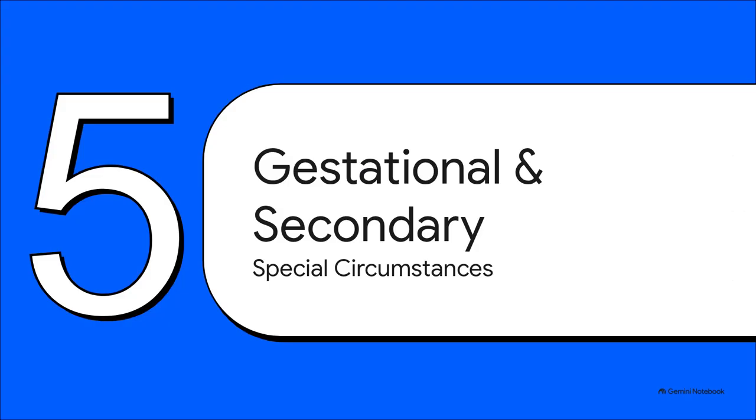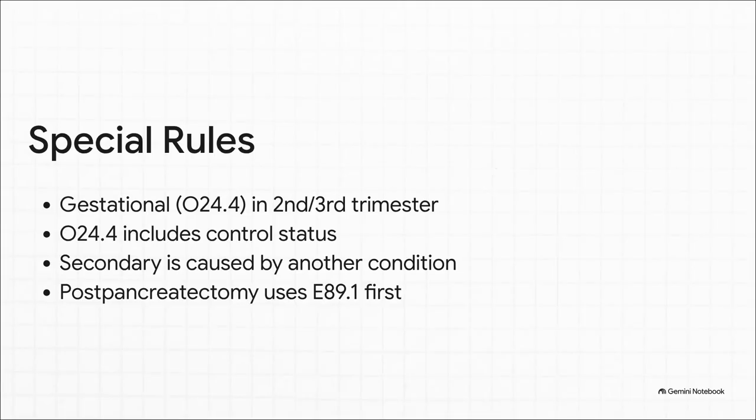Finally, Section 5, Gestational and Secondary Diabetes. Let's quickly look at conditions that completely break our standard E10 and E11 rules. Gestational diabetes, which pops up in the second or third trimester, actually lives over in Chapter 15 under Category 02.4.4. What's vital to remember here is that these codes have built-in control status indicators. They inherently tell us if the diabetes is diet-controlled or insulin-controlled. So you can ditch the Z79.4 entirely here, you just don't need it.